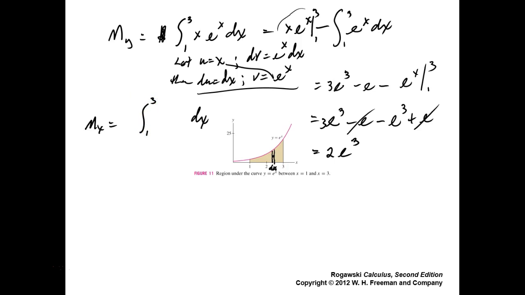And your area doesn't change. Your dx is the thickness. Your e to the x is your height. That stays the same. But what is different about this one? No, the width is still dx, and the height is still e to the x. So that part's the same. But what we're doing here is what?